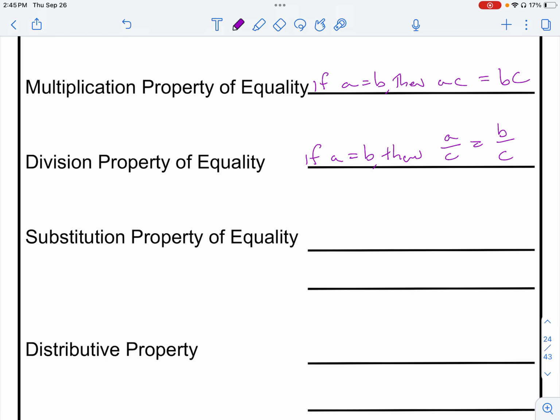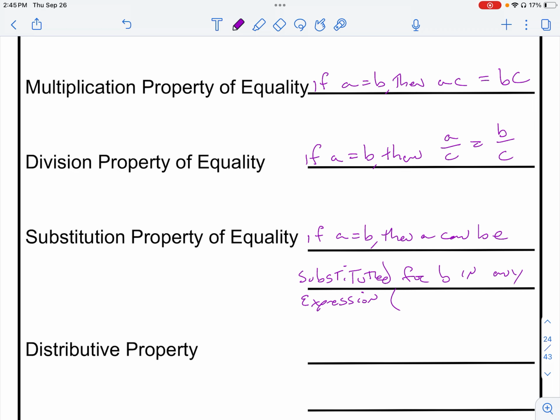Substitution property. If A equals B, then A can be substituted for B in any expression. This is where we plug it in. We solve for x, we get x equals 4 or some number, and then we plug it back into our original equation to find out what the total size of that angle or that segment is.